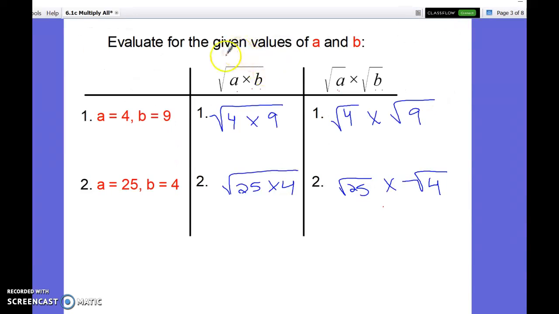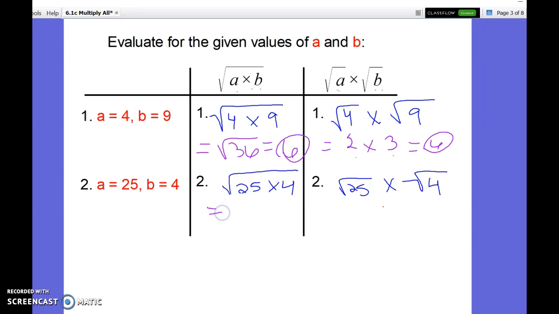Let's take a look at a couple properties of multiplication. We're going to look at the fact that if you have the square root of a times b, that's the same as taking the square root of a and multiplying it by the square root of b. Let's test this out. The square root of 4 times 9 is equal to the square root of 36, which is just 6. The square root of 4 is 2, the square root of 9 is 3, and 2 times 3 equals 6. So notice we get 6 for both answers.